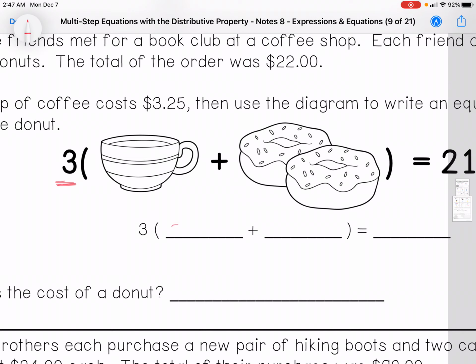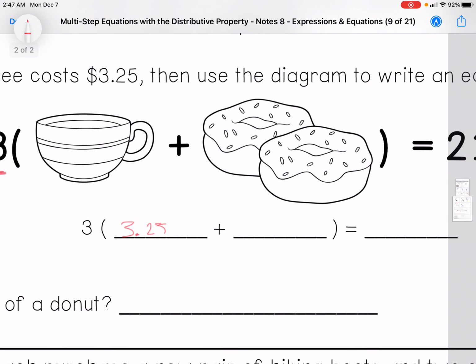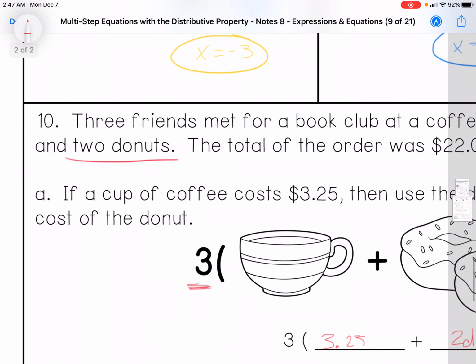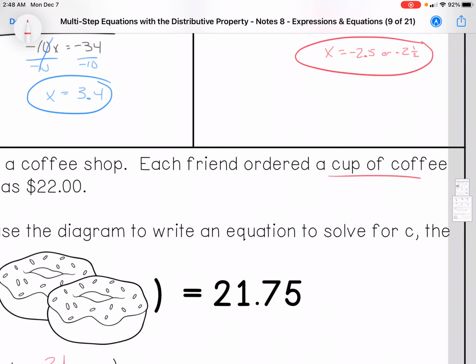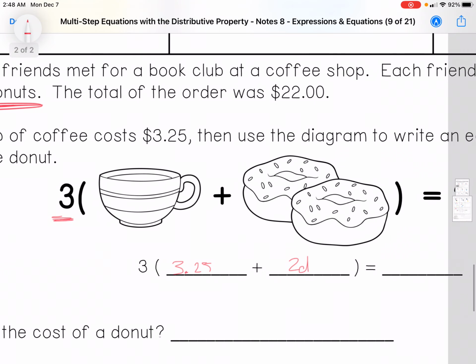Coffee was $3.25, so we're going to put $3.25 here. How do we know that? Because it told us in the problem. Okay, plus 2D. Yes, there's 2 donuts, but it also told us in the question, right there, that each person got 2 donuts and ordered a cup, which is 1. Okay, so each person ordered 1 cup and 2 donuts.